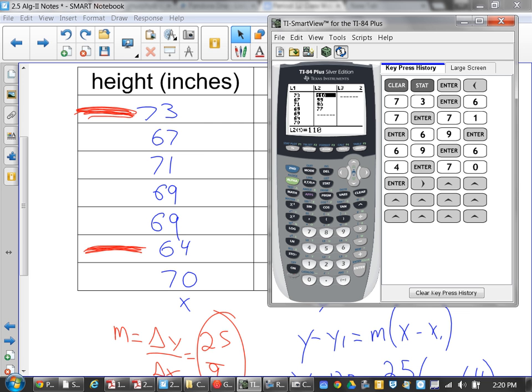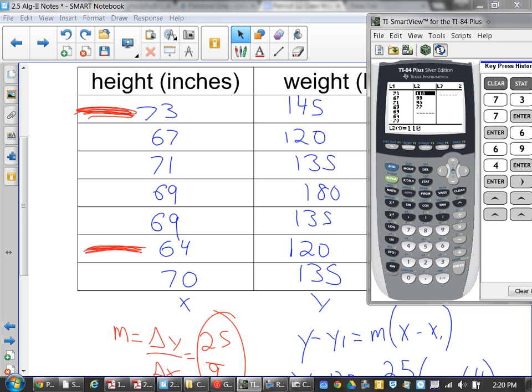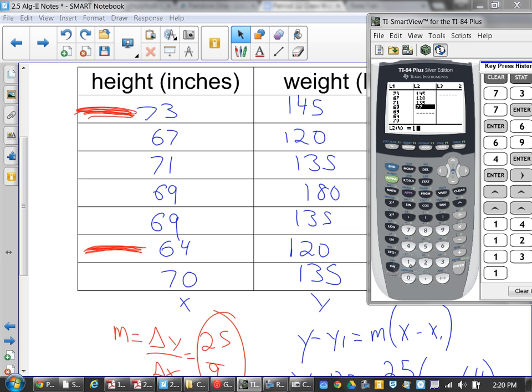Kind of forgot the numbers. 145, 120, 135, 180, 135, 120, and 135. You okay with that? Yeah.